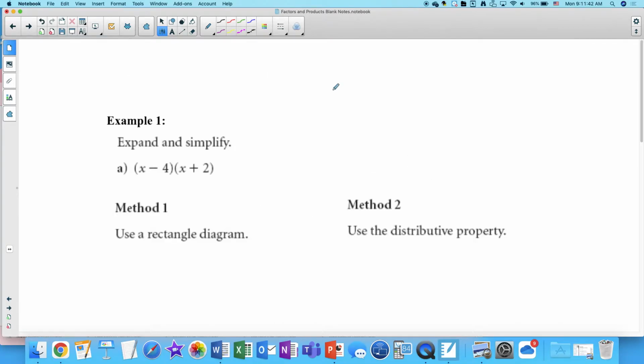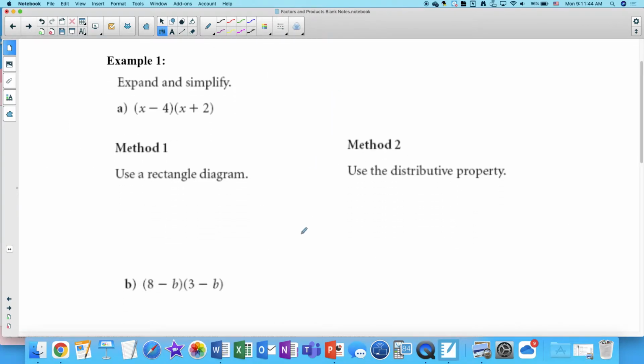Okay, here's one example, expand and simplify. Okay, so when you are told to expand in math, that typically means remove the brackets. So we need to remove the brackets here by multiplying out. And then simplify means, in the case of polynomials, which is what we're going to get, collect like terms if there are any. Okay, now there's 2 ways that we can do this. Some of you guys may have seen the second way, which is the distributive property. I want to talk about using a rectangle diagram first, though.